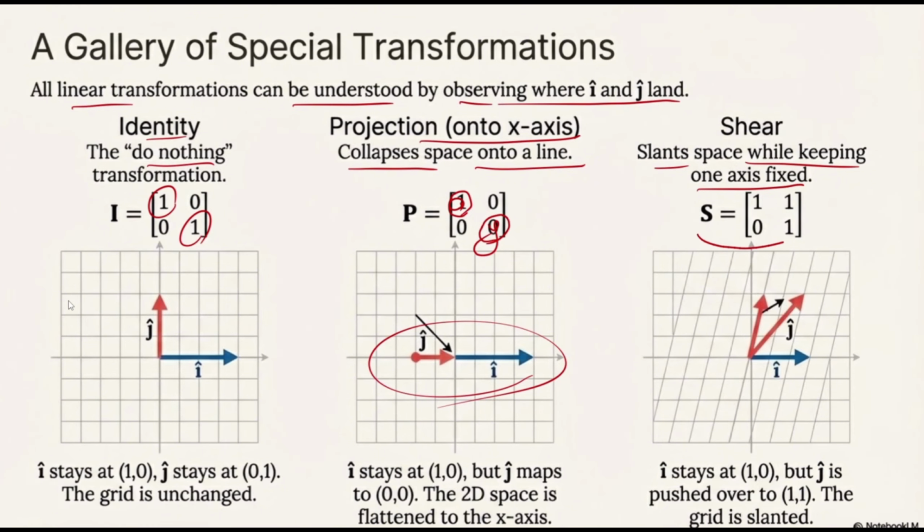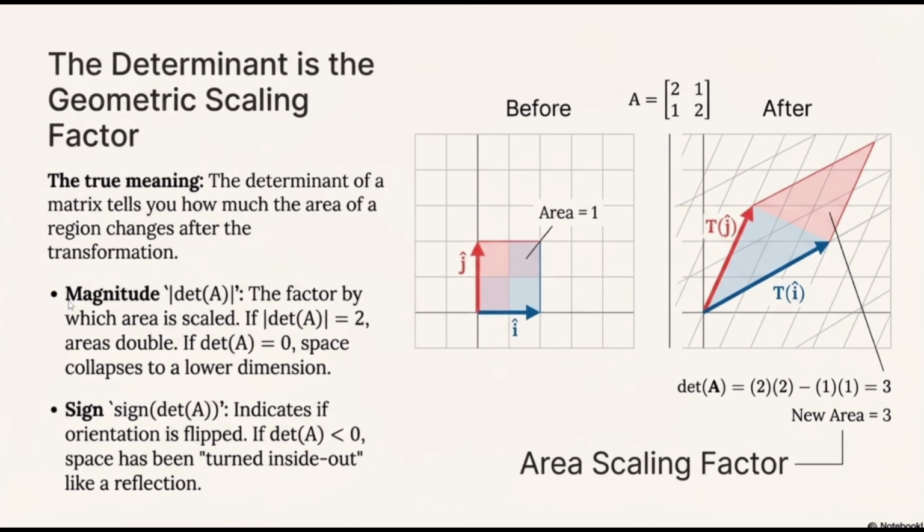At this point, you see that this guy is going to be considered a shear, so it's going to keep one of them fixed while somehow rotating another one. So my i is fixed, my x-axis is fixed, but j is going to change a little bit. So what does the determinant say? As I just told you, the determinant is a very important number that can give us some clue about what is actually happening to the whole system.